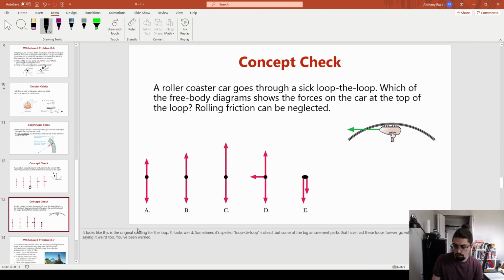But let's look at something else here. Let's imagine a roller coaster car goes through a real sick loop-the-loop, or loop-de-loop, however you spell it. I actually had to go around looking up how you spell this, how it's actually supposed to be done, and what I have found is that nobody can agree on the correct way to say this. It's a loop.